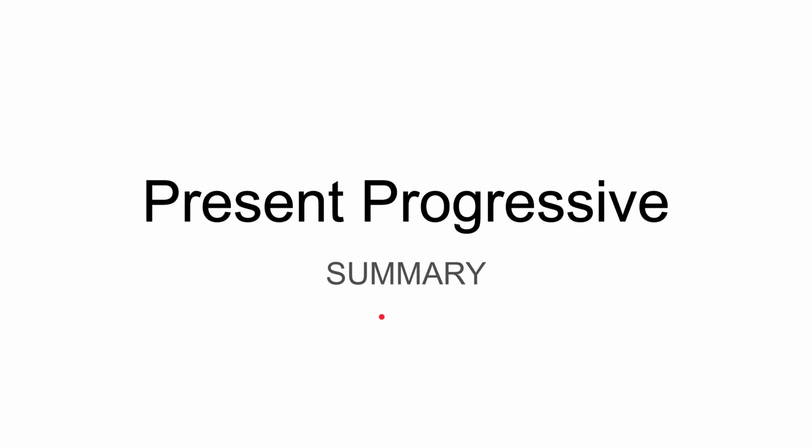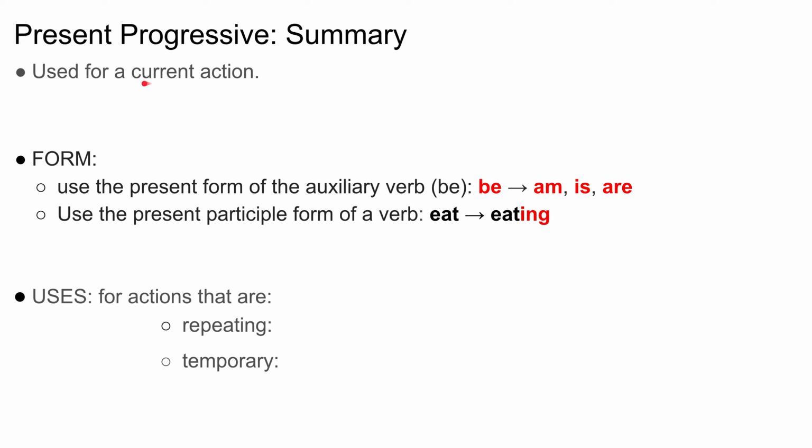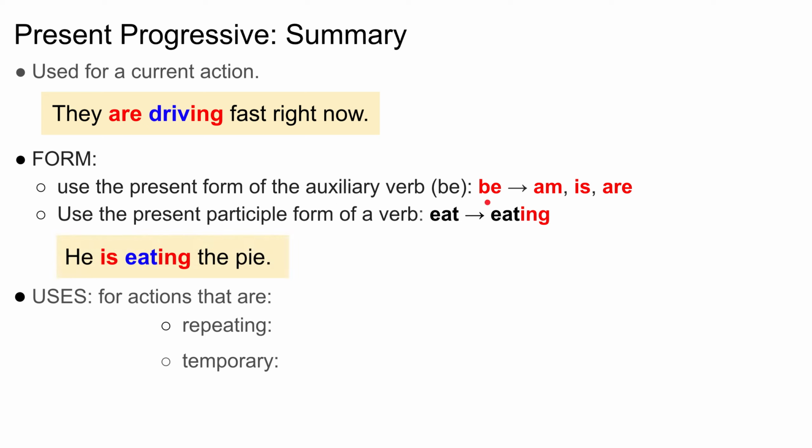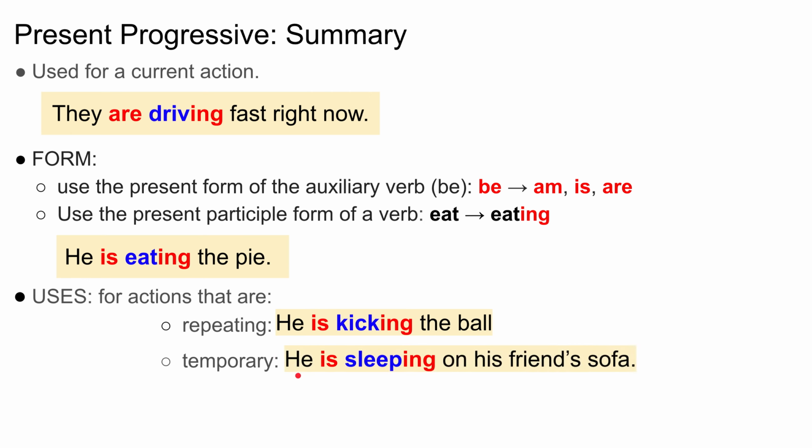Okay, let's look at a quick summary. So, the present progressive is used for a current action. They are driving fast right now. We use the present form of the auxiliary verb be: am, is, are. So, he is. And we use the present participle form of the verb eat, eating. He is eating the pie. We use the present progressive for actions that are repeating: he is kicking the ball, and for temporary actions: he is sleeping on his friend's sofa.